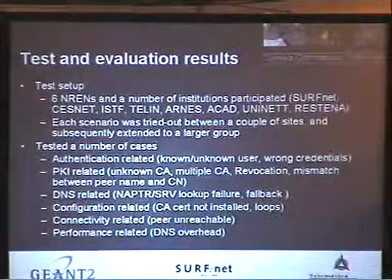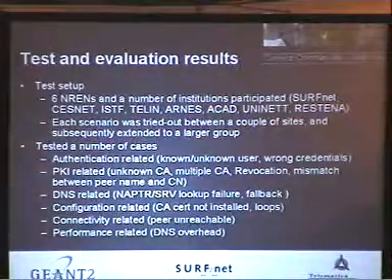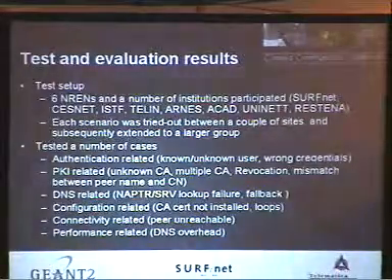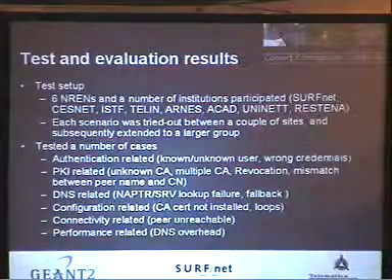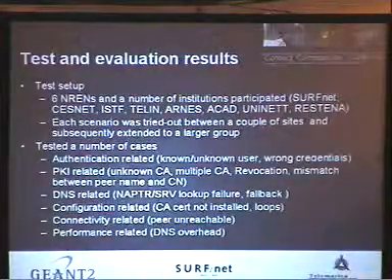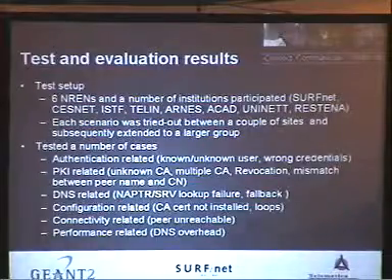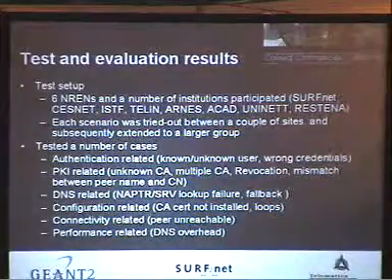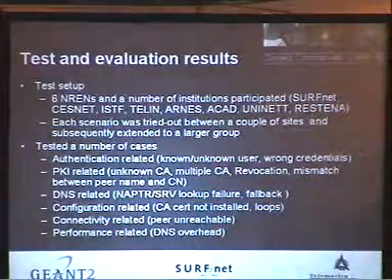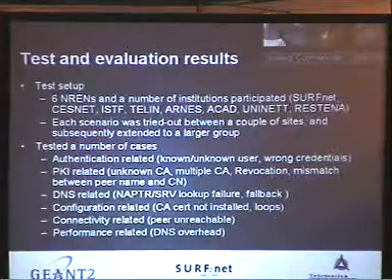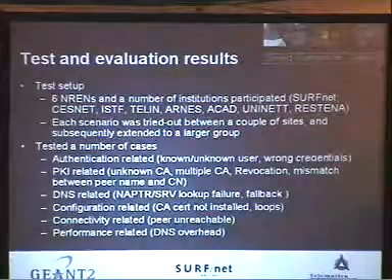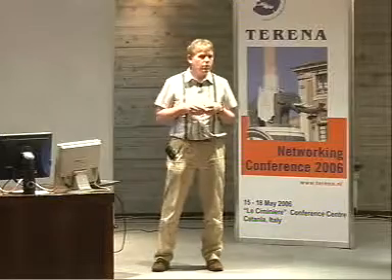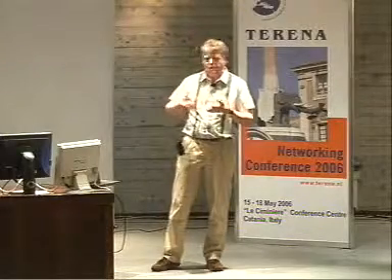So we set up these architectures in different labs. The names are there on the slide, and we tried it out first between a couple of sites and then expanded it into more sites. So we tested a number of things. Authentication related scenarios like user does not exist or wrong credentials. Trust or PKI related, so you present a wrong certificate, revocation things, that kind of stuff. DNS related, so wrong lookups, DNS entries not found.